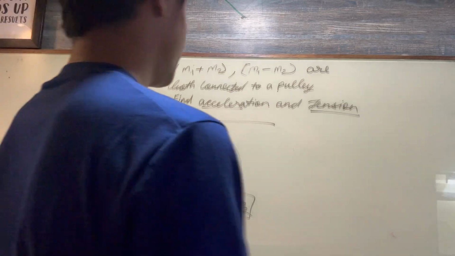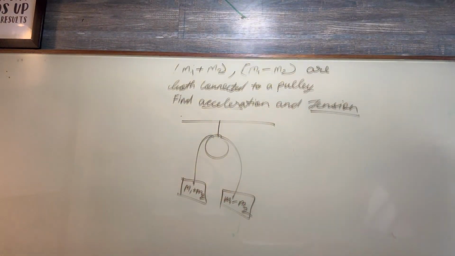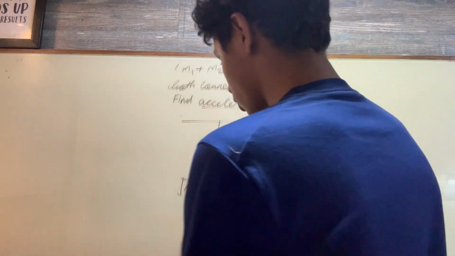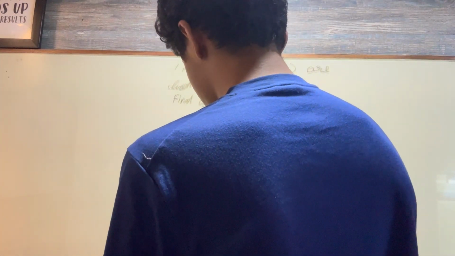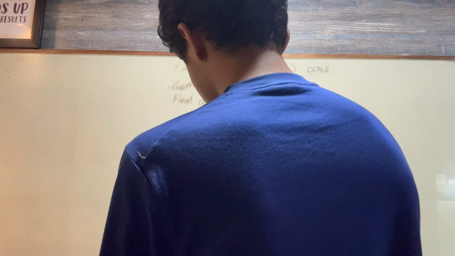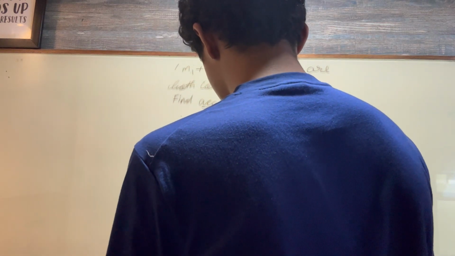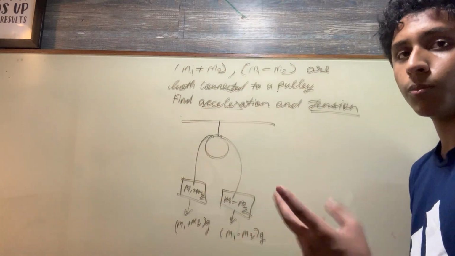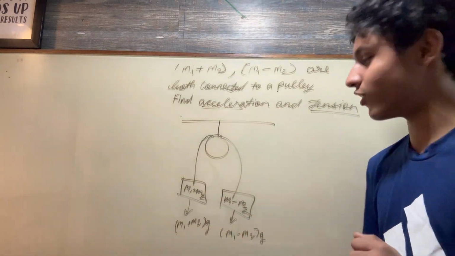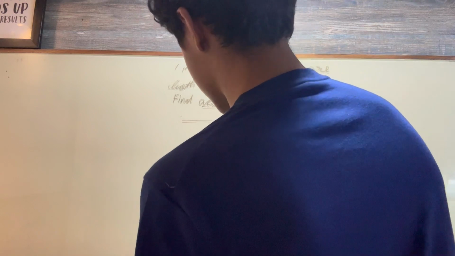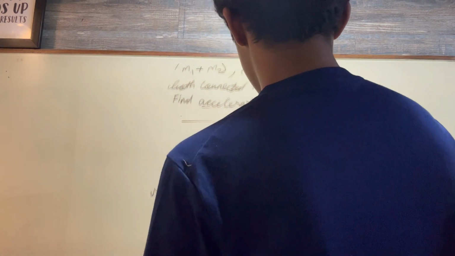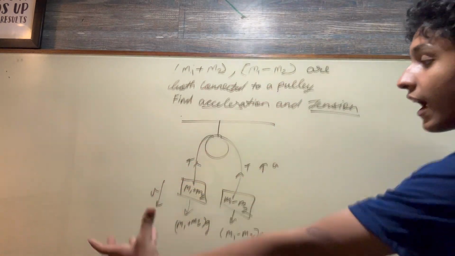Now the first thing I want you to imagine is which one will go down and which one will go up. This weight is obviously more, because here we get (M1 plus M2)g as the force downwards, and here the force downwards will be (M1 minus M2)g. Which one will be more, the addition or the subtraction? The addition, obviously. So the acceleration will be downwards here and upwards here. Now let us write both our equations.